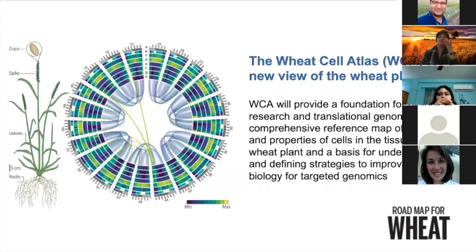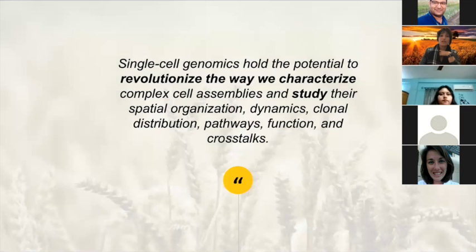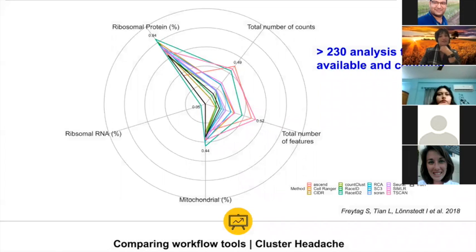So we've started a wheat cell atlas project where we are looking to develop a full reference single cell genome map for wheat. I strongly believe that single cell genomics holds the potential to revolutionize the way we characterize complex cell assemblies and study how the pathways, the functions and the crosstalks happen within those complex systems. So watch the space. But as I just mentioned, 37 trillion cells in a human. We don't even know how many different cell types there are in wheat and in any other organism. We are still mapping the human cell atlas.